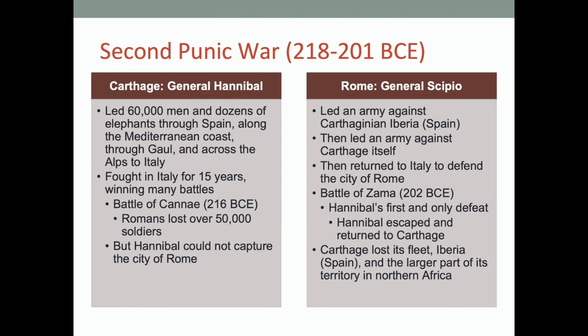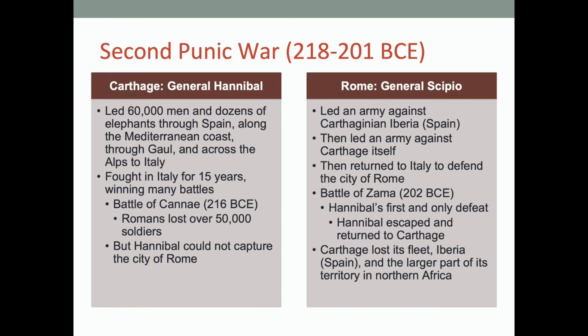Hannibal then spent 15 years fighting in Italy. He won tons of battles. It was unprecedented how many battles he won. And he eventually wins the Battle of Cannae in 216 BCE, which was incredible. He outwits the Romans in hand-to-hand combat on land, and the Romans lose over 50,000 soldiers, which was just an unprecedented amount of men to lose in a single battle, and the most the Romans ever lost in any battle. So this was a devastating blow to Rome.